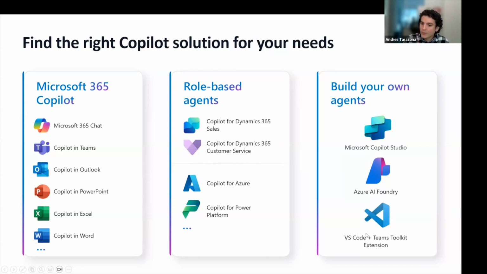And the third option is Visual Studio Code. There is an extension for Teams where you can build your custom app that is also behind a Copilot, and it has the same options. With all of them, you can ground them on data, you can define their behavior, and you can extend their behaviors by connecting them with flows or skills.